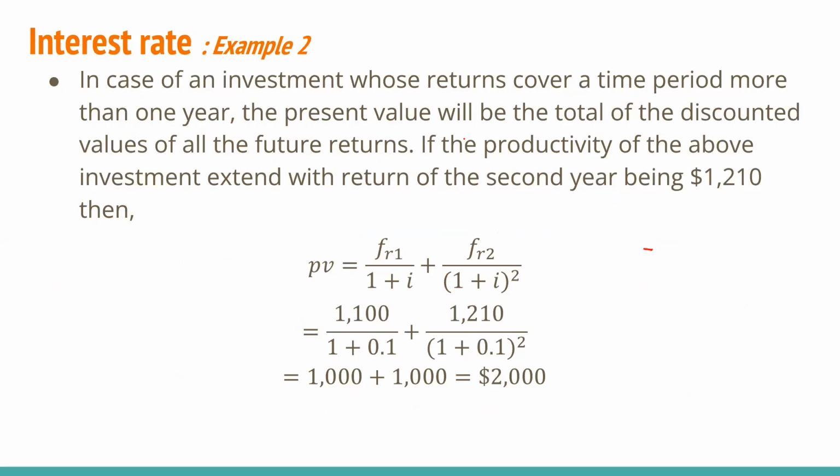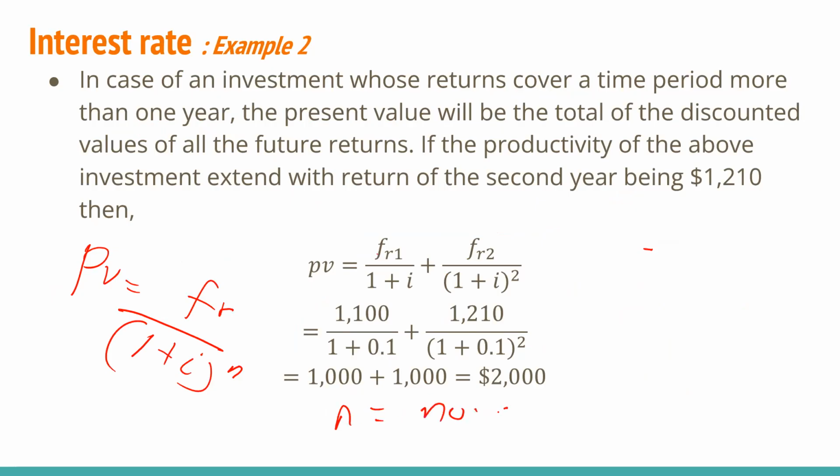So actually the correct formula for present value is future returns over 1 plus I raised to n, whereby n is the number of years expected for the project. The other ones remain: future return, bado inabaki as FR, I being the rate of interest.